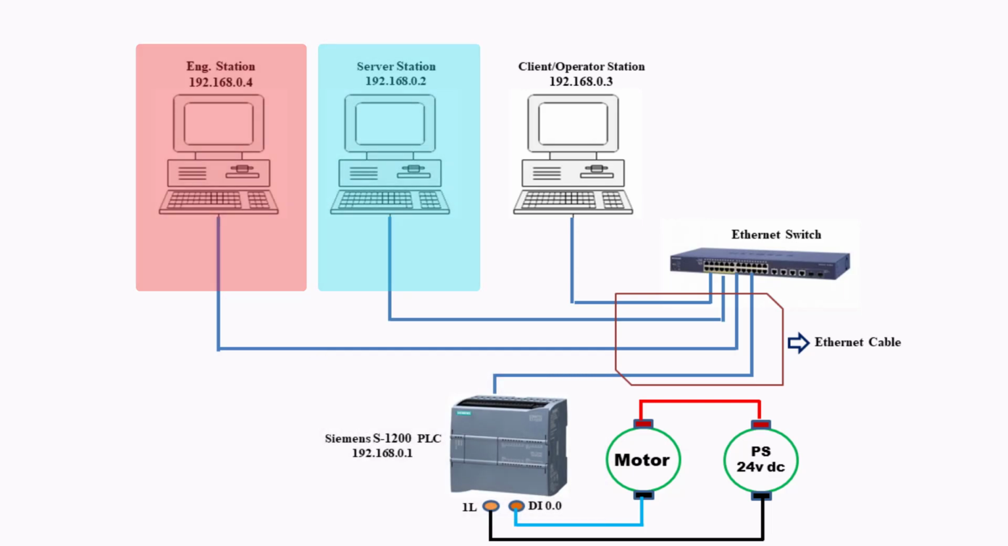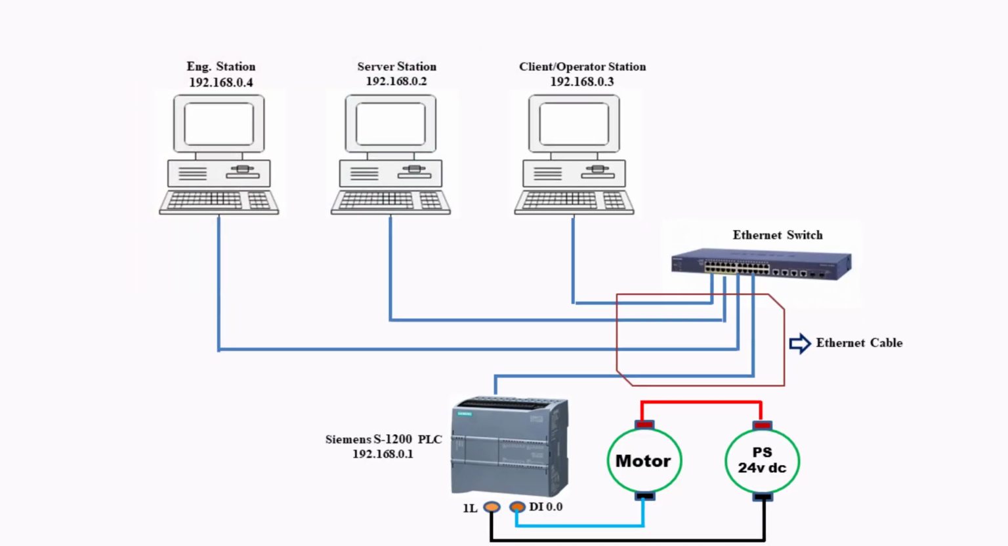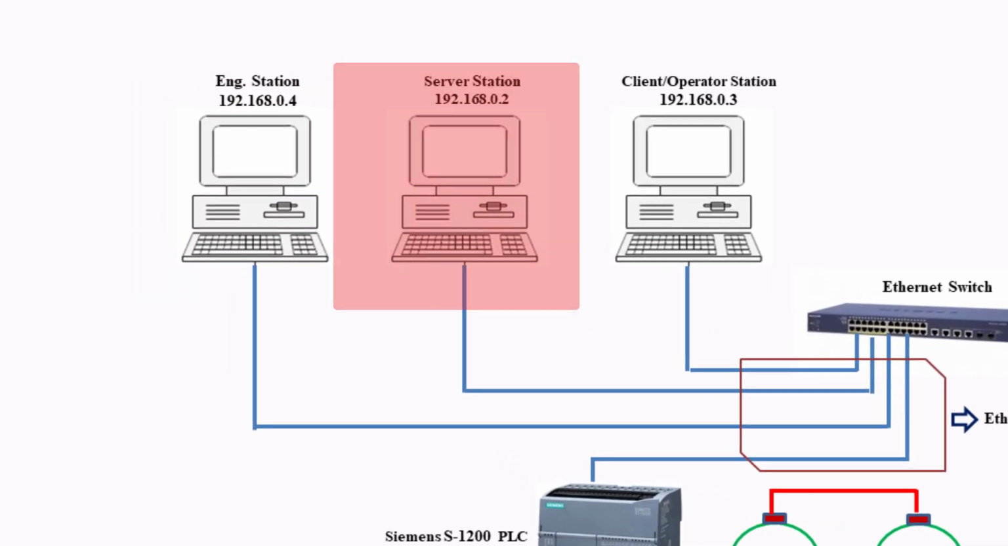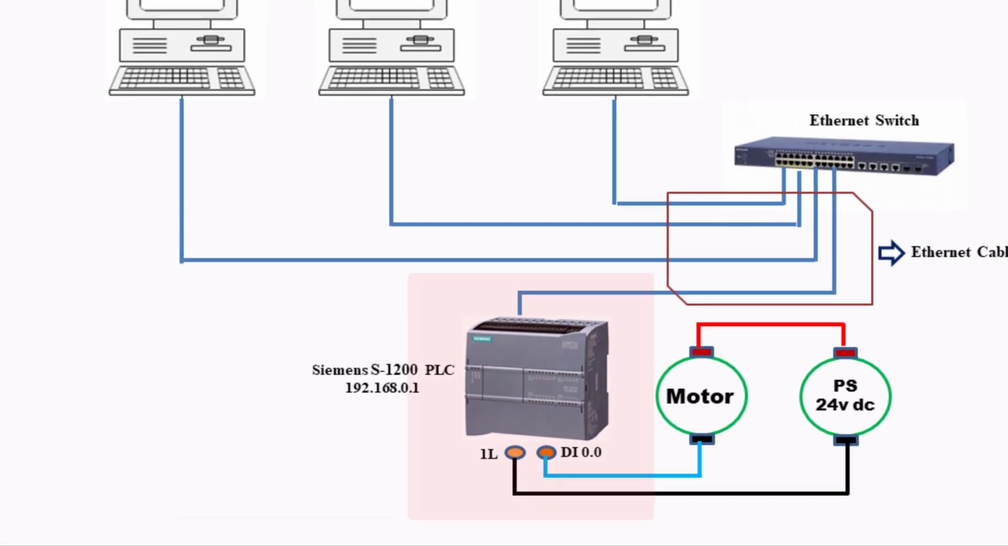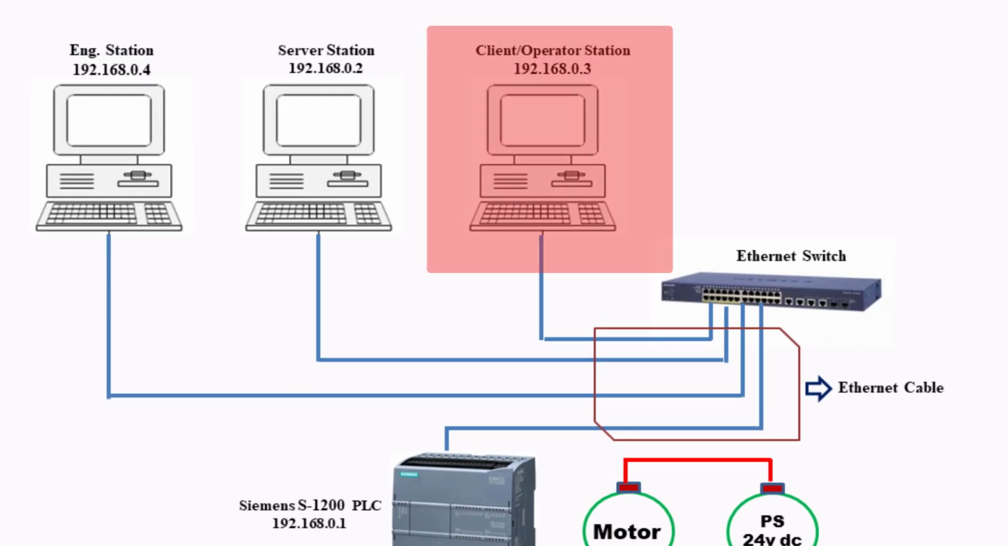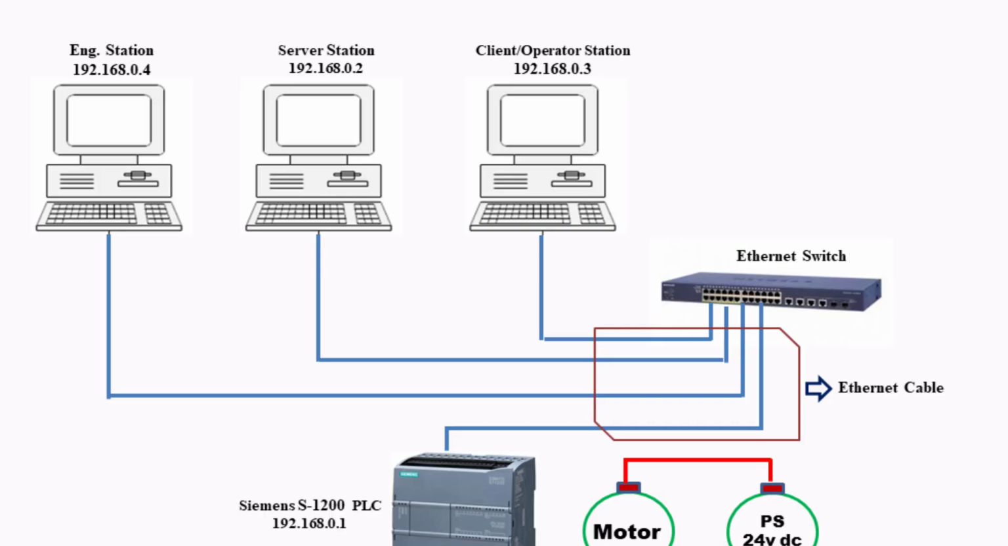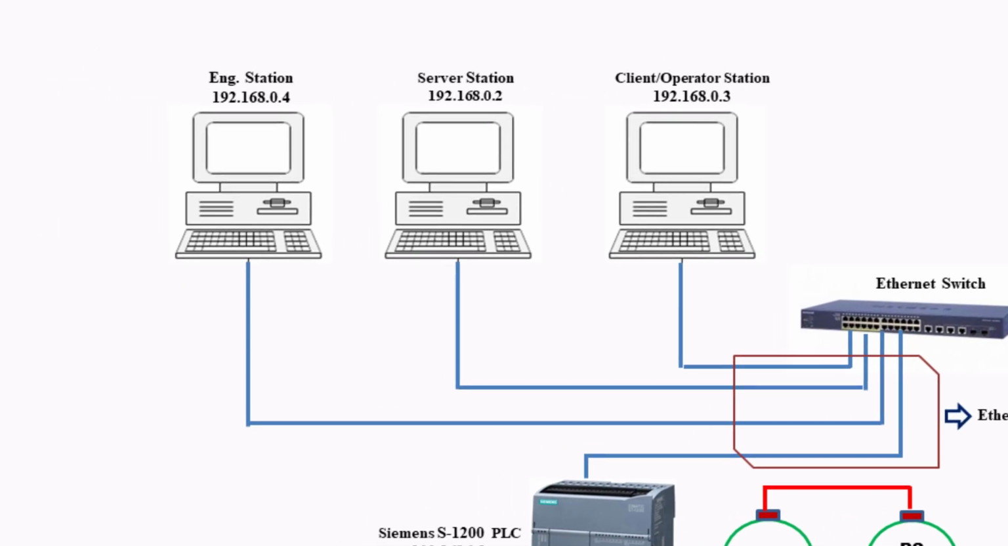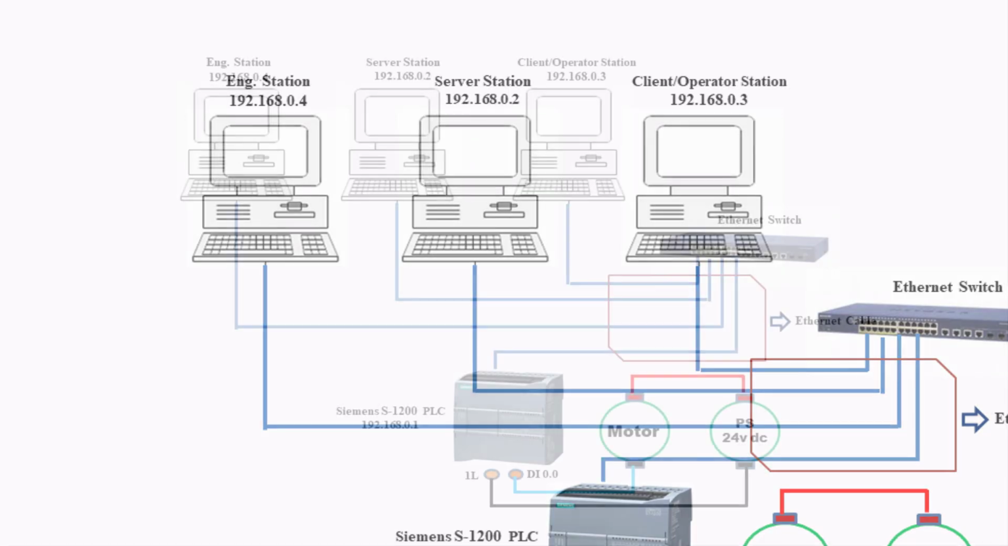Then the PLC program will be downloaded to the PLC, and the SCADA program will be transferred to the server station or server PC. When the SCADA program is run on the server station, the server will communicate with the PLC to collect the motor operation data that will be available to the client station, and then it will be possible to perform motor start-stop operation from the client station. Though in practice the motor operation and monitoring is done from the client station, it will also be possible to perform motor operation from the engineering station and server station.